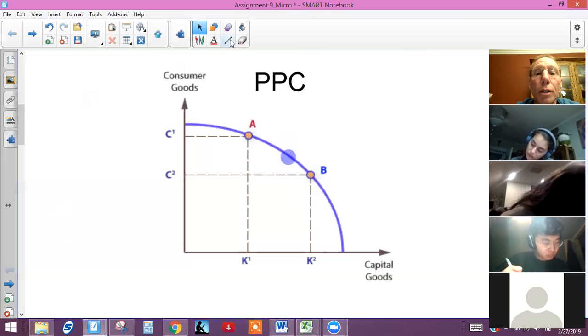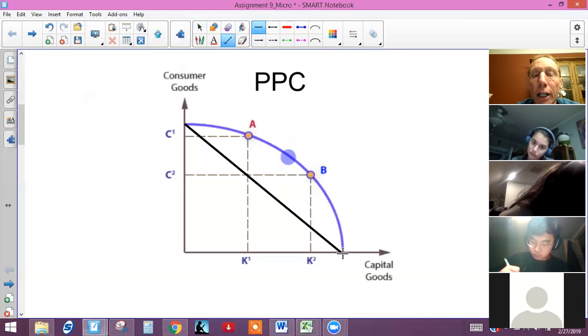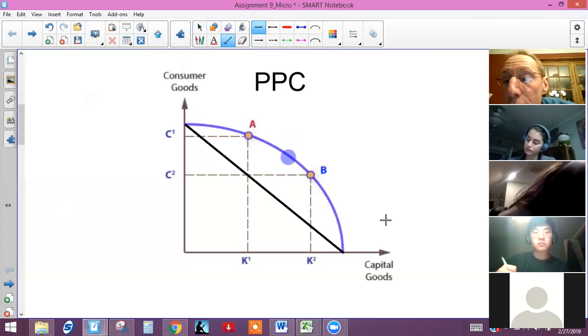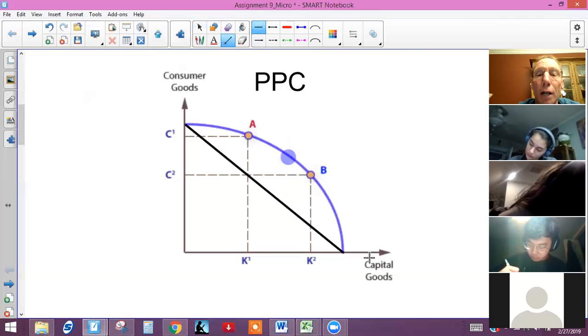If the curve was linear, then you should know that opportunity cost is constant, right? Constant. No, it's not going to be increasing because the slope is constant, right? Okay.